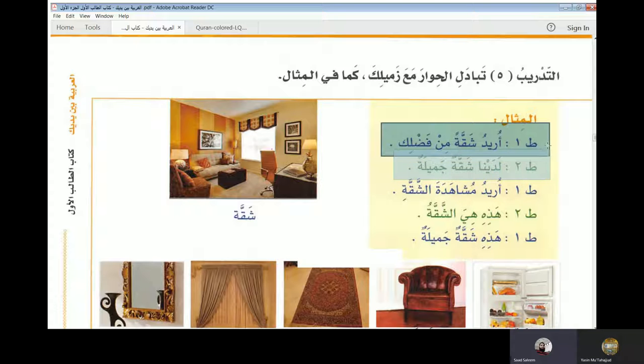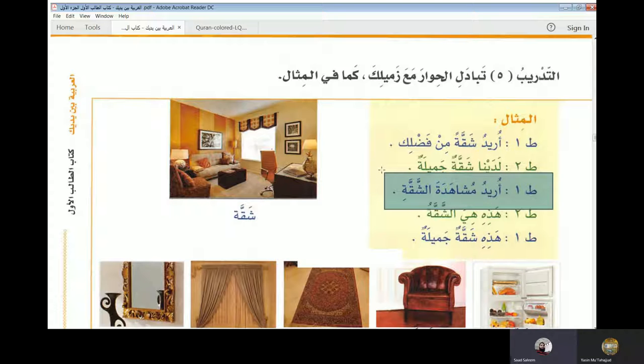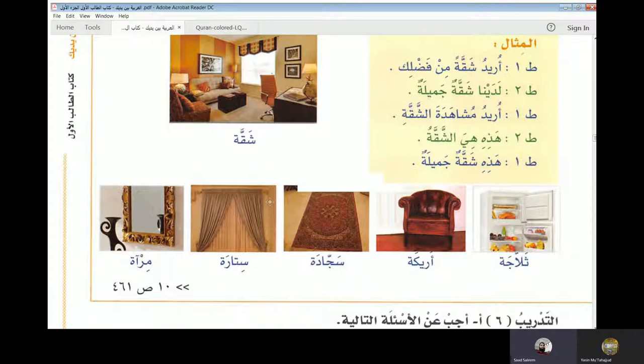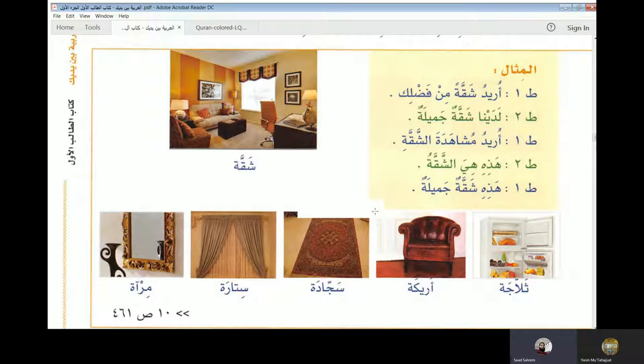Second student: We have a beautiful apartment. First student will say, I want to see the apartment. Second student: Here it is, the apartment. First student: This is a beautiful apartment.